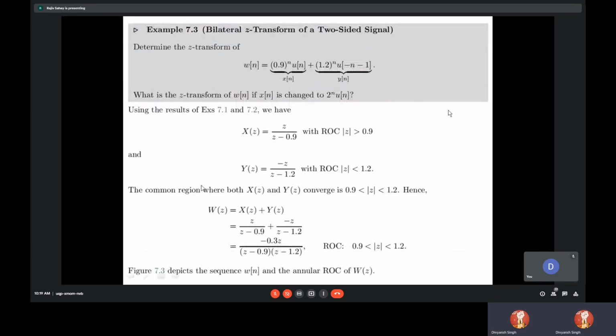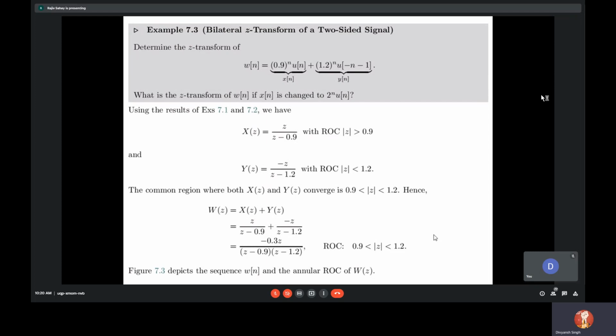So the common region where both x of z and y of z converge is this particular region. W of z, the transform of this, can be written as x of z plus y of z using the linearity property of Z transforms. That comes out as a sum of these two expressions, and you can finally derive it like this. So the annulus is given like this. This is our example of a bilateral Z transform of a two-sided signal.